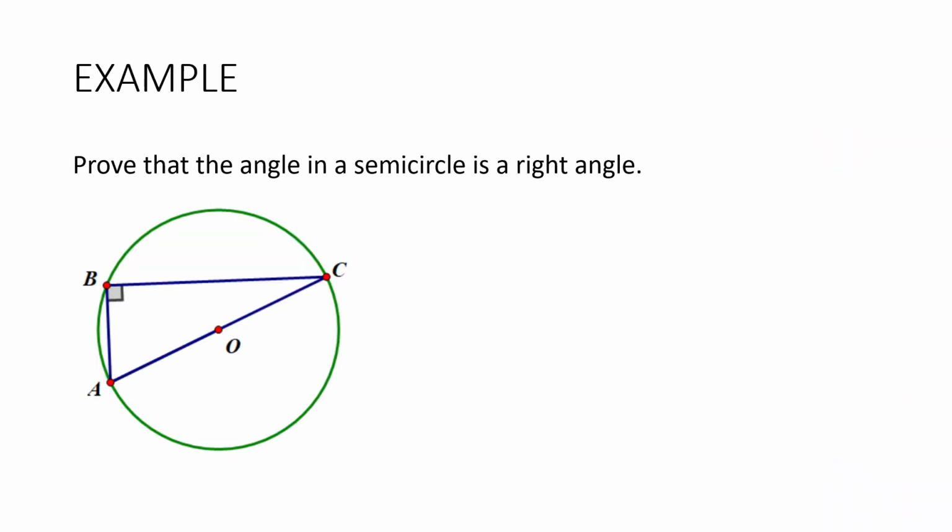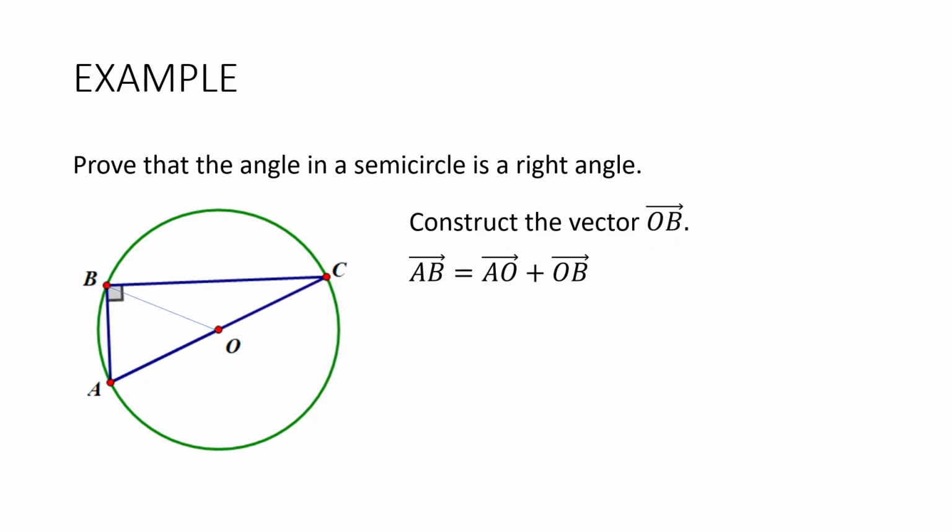Okay, let's prove that the angle in a semicircle is a right angle. I'm going to start by constructing the vector OB. Now, what we really want to do is find an expression for the vector AB and another one for BC, do the dot product and show that's equal to 0. So let's start with AB. It is equal to AO plus OB. Now the vector BC is the difference between OC and OB, but OC is the same vector as AO.